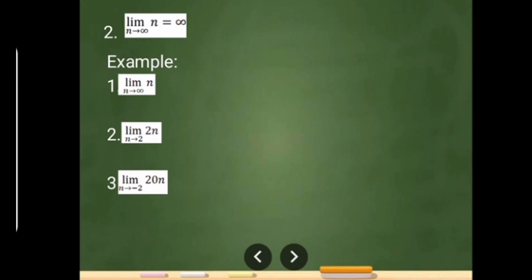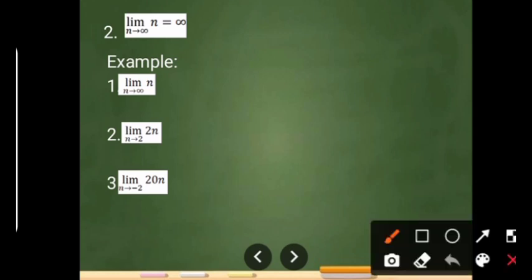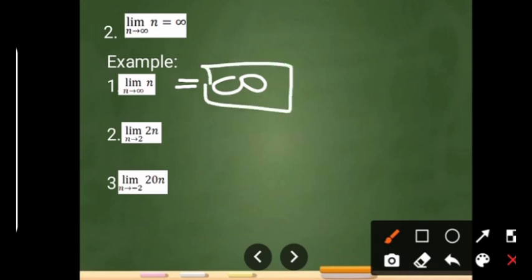Example number 1. Limit n where n approaches infinity. Let's just substitute the value of n, which is infinity. So the answer is infinity. So that is our answer for number 1.